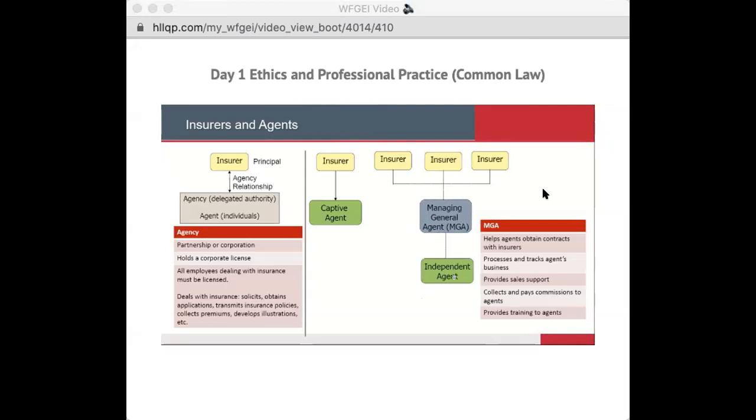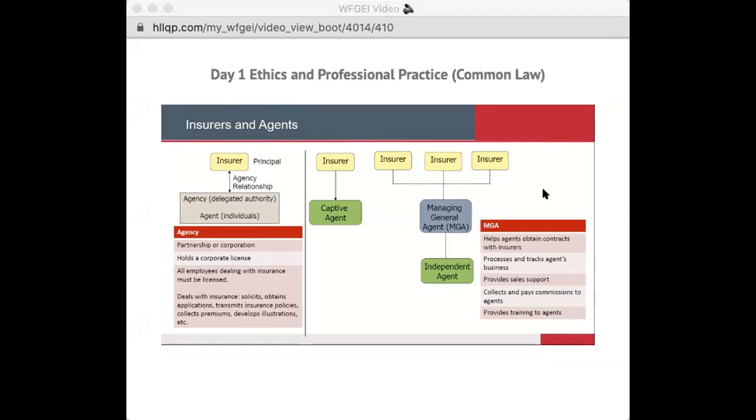Therefore, you as an independent will simply go to the MGA and say, I want to do business with XYZ company, and they have it, and they'll extend the contract for you. In the process of doing that, the MGA provides a tremendous amount of support for you. It will help agents obtain contracts with various different insurance companies. You process and track all of your business, provide sales support, collects and pays commissions.